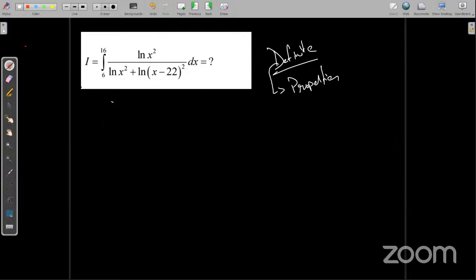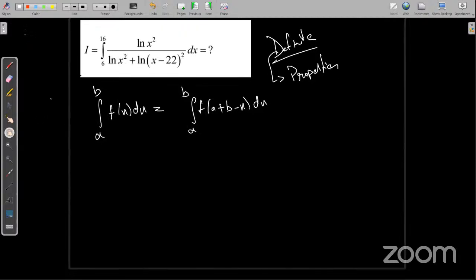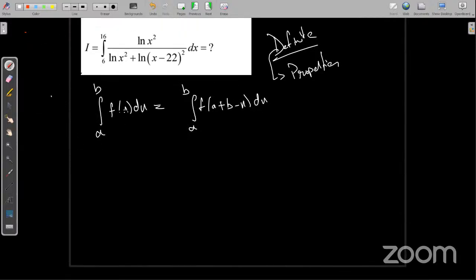So what is the question he has given to us, just tell me. No need of writing the question again and again. First of all, tell me what is the property, guys? Integral a to b f of x dx can also be written as integral a to b f of a plus b minus x dx. Is it right or not, guys? So if I take this as I, this is what he has given. This one I'm taking as I.